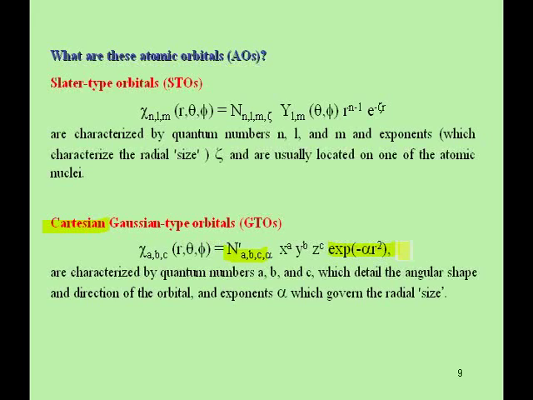Then, instead of expressing the angular dependence of Gaussian orbitals in terms of spherical harmonics, it's more common in these Cartesian Gaussians to just say x to some power, y to some power, z to some power. For example, if we want an S-shaped Gaussian orbital, we would say A equals B equals C equals 0. That's x to the 0th, y to the 0th, z to the 0th, e to the minus alpha r squared. That's spherical. If we want a px orbital, we say x to the first, so A is 1, B is 0, C is 0. If we want a pz orbital, we'd say A is 0, B is 0, C is 1. That's how we describe the angular dependence of these Cartesian Gaussian orbitals.